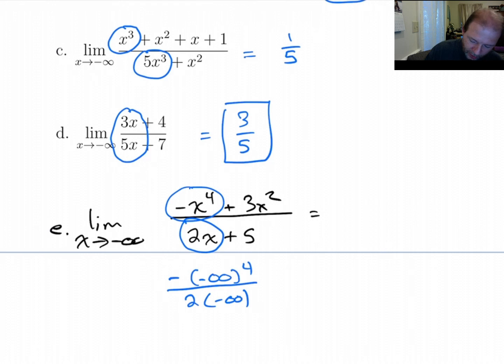So this is going to be infinity, but to decide if it's positive or negative, we have to count the number of negatives that we have here. We've got a total of 1, 2, 3, 4, 5, 6 negatives. So an even number of negatives makes a positive. So the answer to this one is positive infinity.